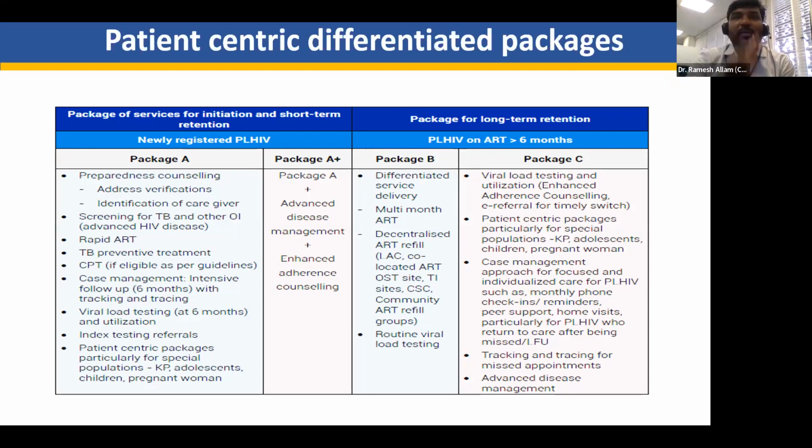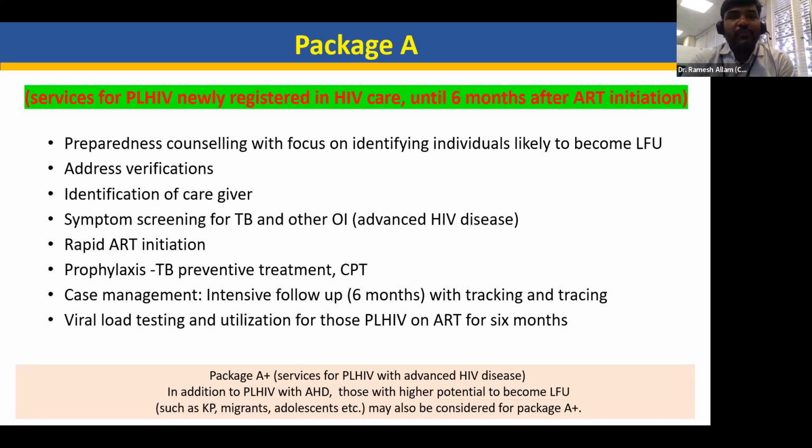And you know who will require care, who will not require that much of care, who should be given the utmost importance at the ART center during the routine clinical hours. Now, package A, for example, you know that they should be offered preparedness counseling, identification of caregiver, ART profile. So this is the package of care for those who are starting newly on ART. For 6 months they will be on intensive follow-up, and every month or fortnight there will be a call going by the counselor or the care coordinator to the patient. And package A plus will include all the advanced disease management package.